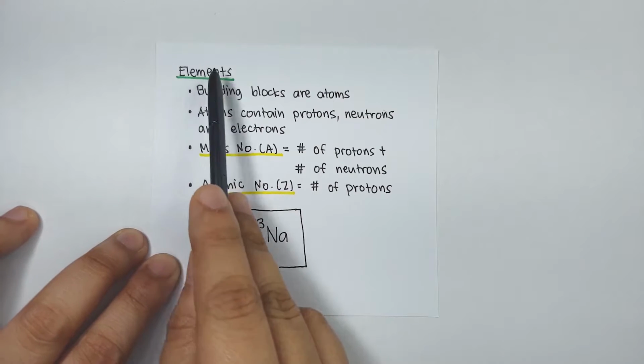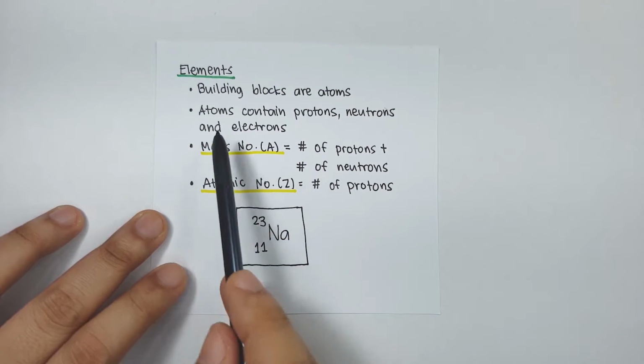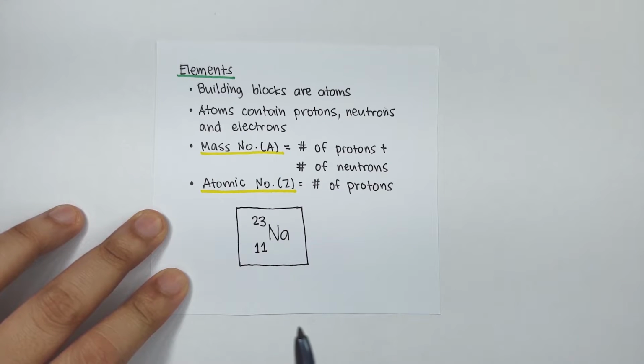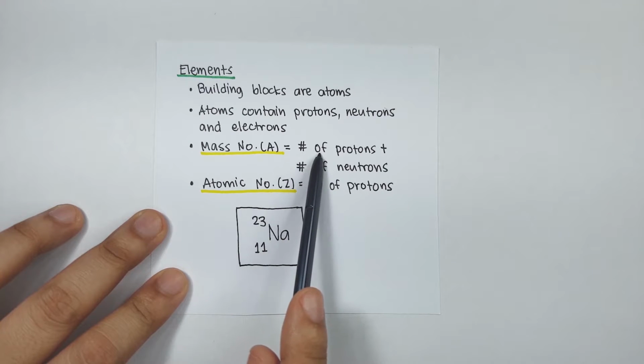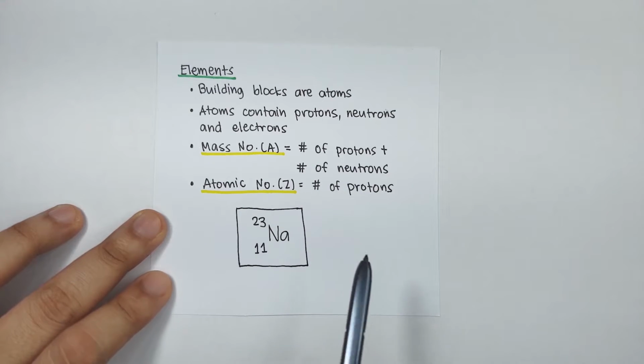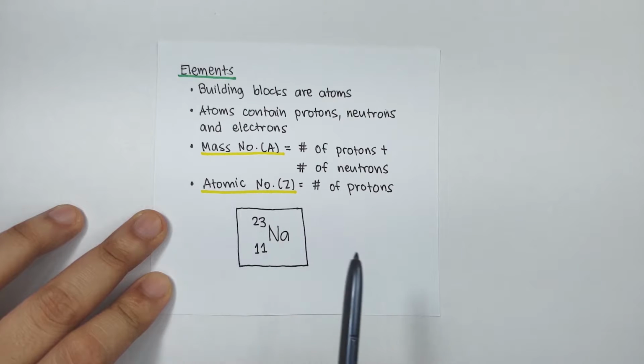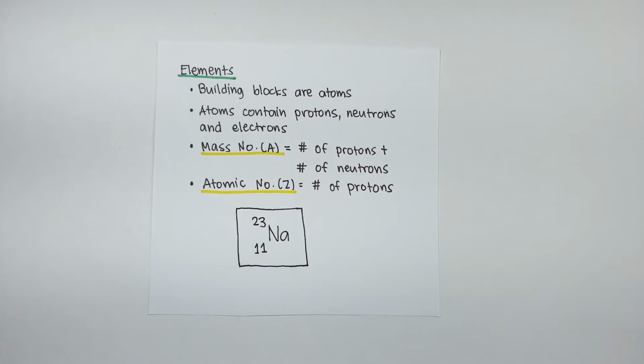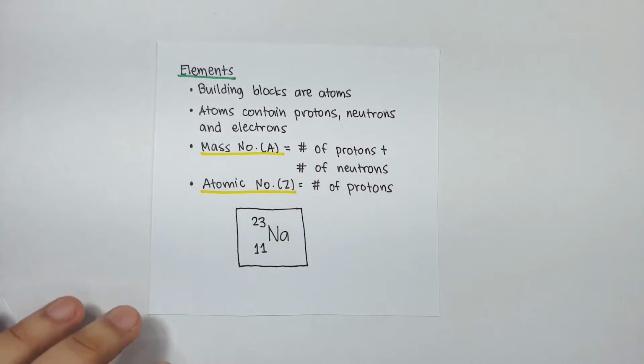Ang elements, yung building blocks niya ay atoms, while atoms naman contains protons, neutrons, and electrons. So makikita nyo sa periodic table nyo class yung mga ganitong figures. So 23 and A11. So ito ay yung mass number A, that is equal to the number of protons plus the number of neutrons, while ito ay ang atomic number Z, that is equal to the number of protons only. So take note lang na yung number of protons is unique to each element. So yung number of protons defines kung anong klaseng element siya.